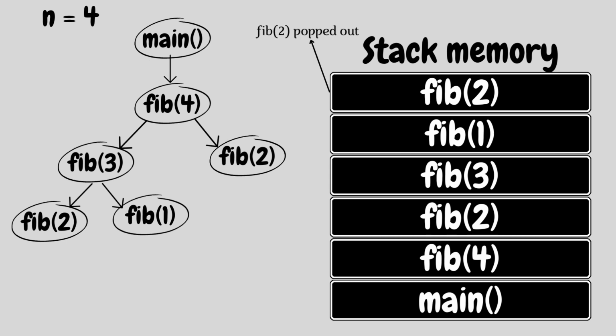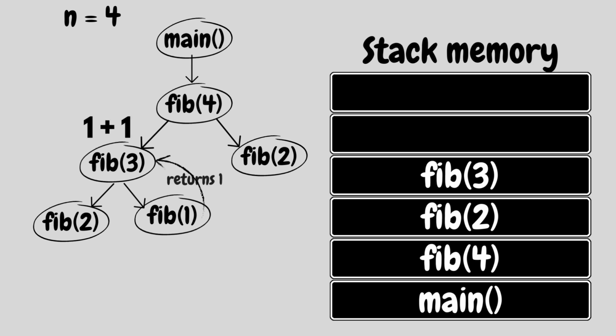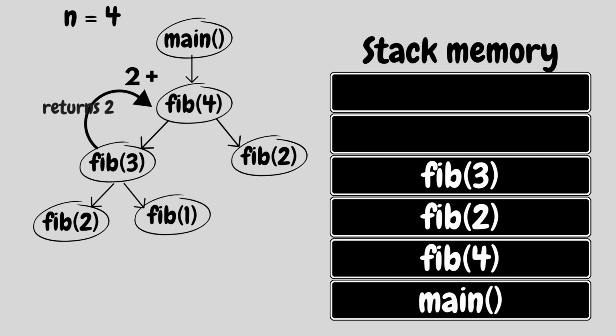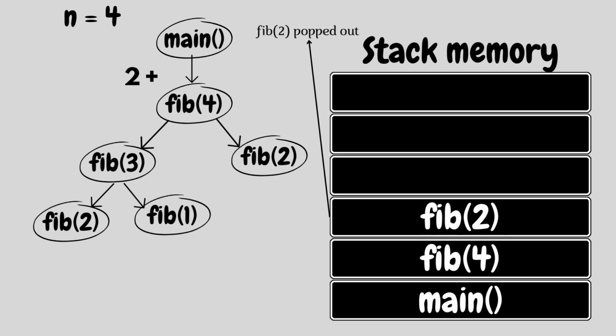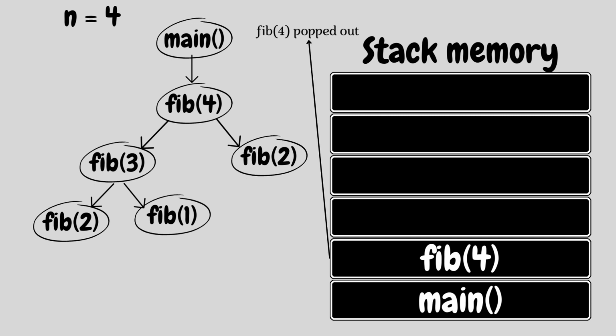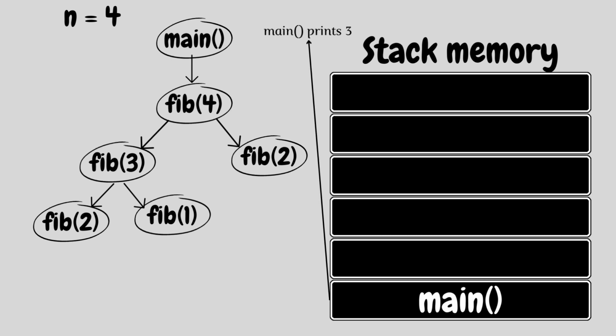Now, fib of 2 will reach the base condition and returns 1. Then, function fib of 1 is popped out of stack and it will call the function fib with n value 1, this reaches the base condition and returns 1. After that, fib of 3 will be popped out of the stack and returns 2 to the previous call. Now fib of 2 will be popped out from the stack and call the function fib with n value 2, as per the base condition, if the n value is 2, the function will return 1. Now, fib of 4 is popped out of the stack, and returns 3 to its previous call, which is the main function. Hence, main function will receive value 3 and prints it.